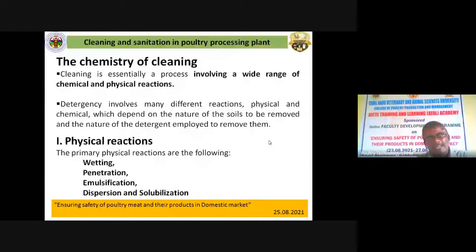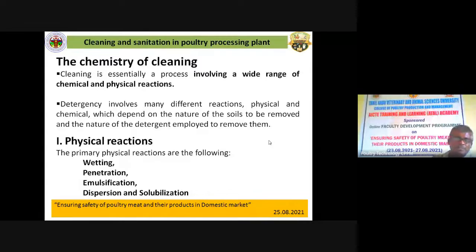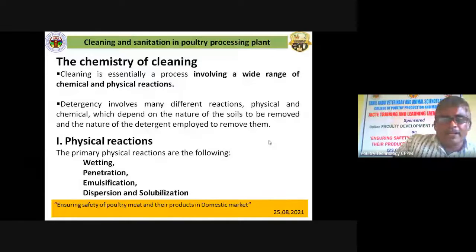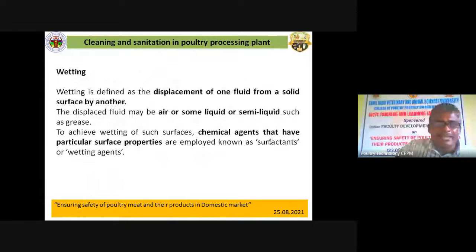The physical reactions that are entangled with cleaning are wetting, penetration, emulsification, dispersion, and solubilization. These are the primary physical reactions related to cleaning. So let me start with wetting. Wetting is defined as displacement of one fluid from a solid surface by another. The term fluid denotes both liquid as well as gas.